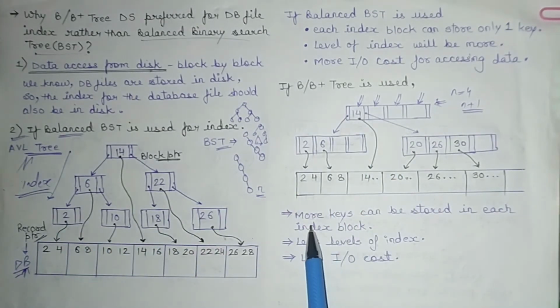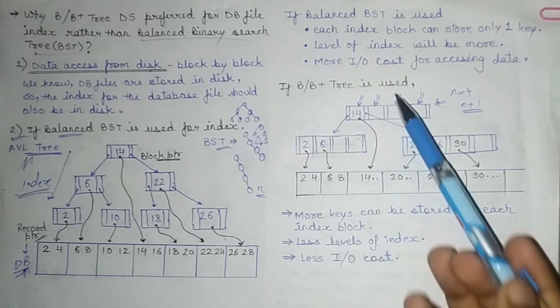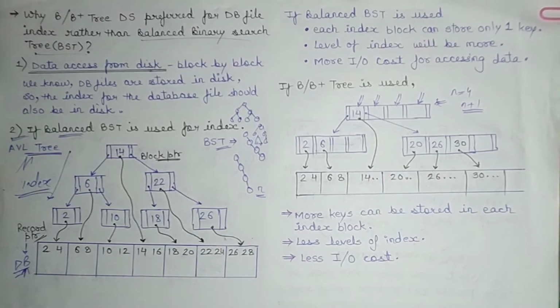So what is the advantage? More keys can be stored at each index block, because of which there are fewer levels of index. And if there are fewer levels of indexing, then if you are trying to search, it will take less time, therefore less IO cost.